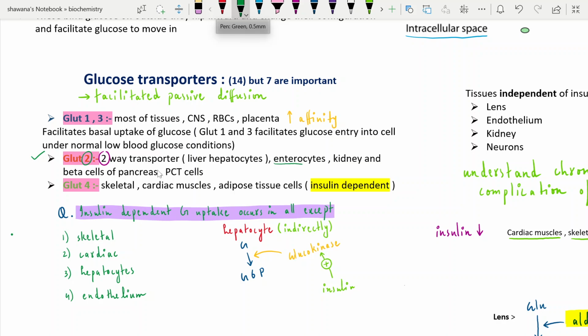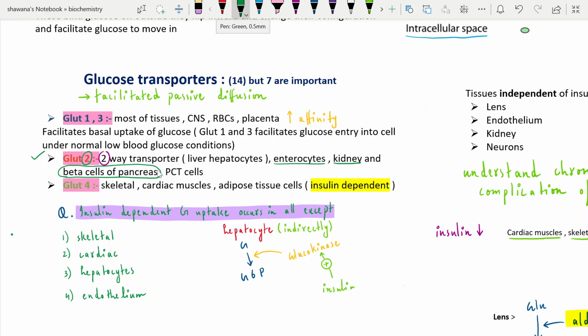Enterocytes, the cells of the small intestine, have GLUT2. Kidney cells also have GLUT2, and the beta cells of the pancreas. Why should beta cells of the pancreas have GLUT2 transporters? Because, as you all know, beta cells of the pancreas are responsible for secreting a hormone known as insulin, and insulin secretion requires very sensitive information about glucose. For example, when our blood sugar level increases, the beta cells immediately recognize it and start to release insulin.